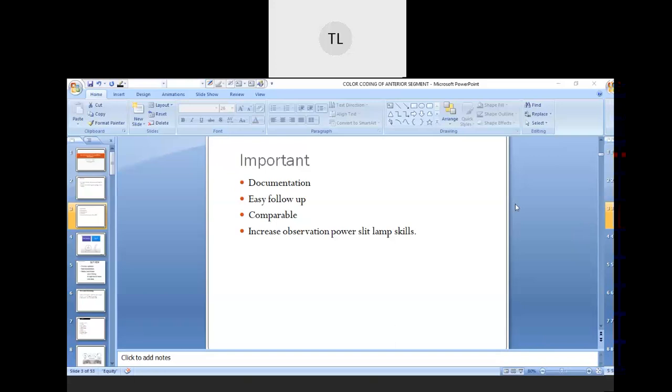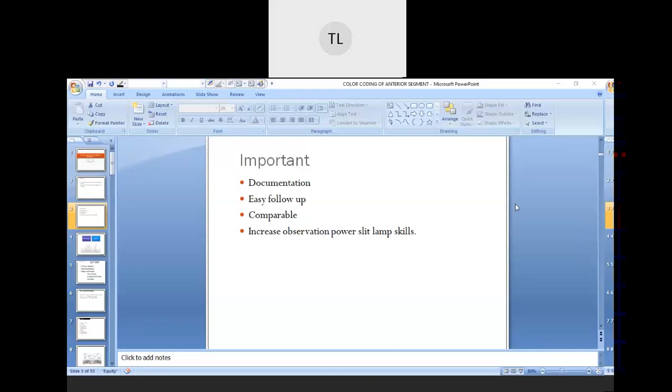Then next we have compatibility. When we draw the cornea and color it, it becomes more compatible. That means others will also understand it in an easier way. So that's why it helps in a compatible way also.